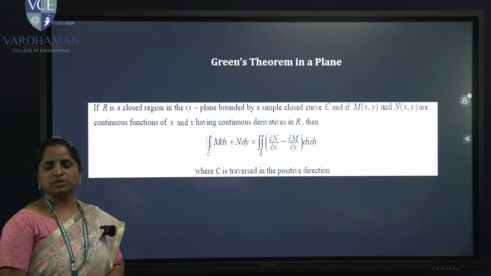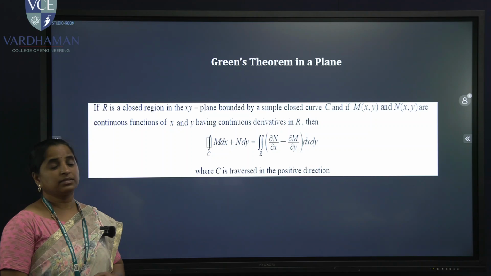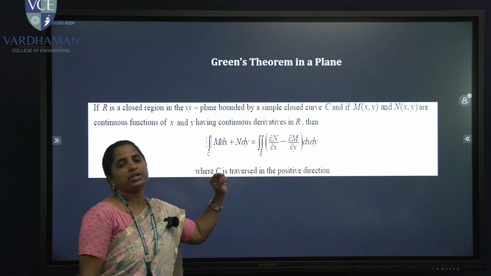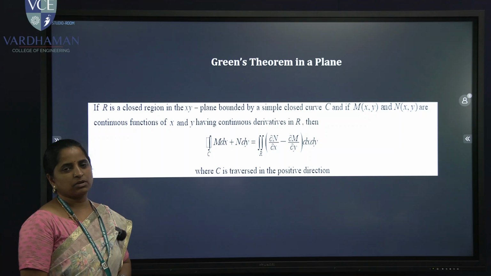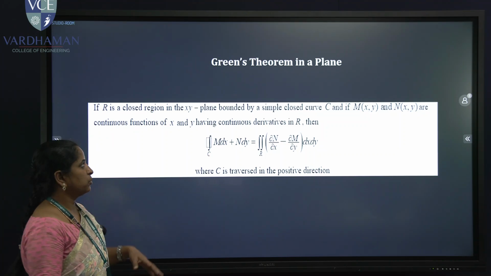Green's theorem is actually used to integrate the derivatives, in particular in the plane. For this, Green's theorem is used. We will solve two problems in this module.